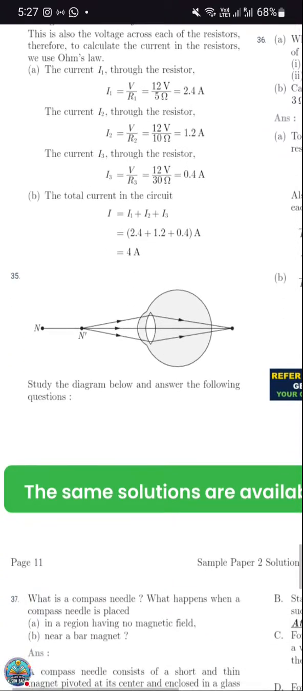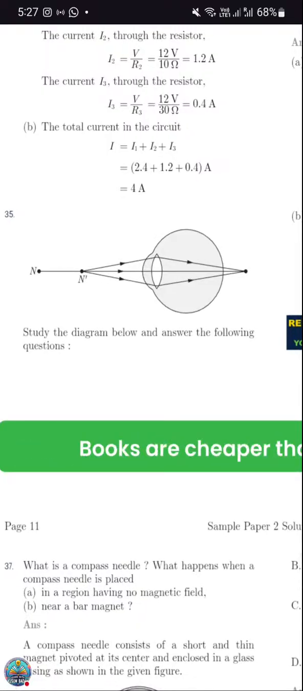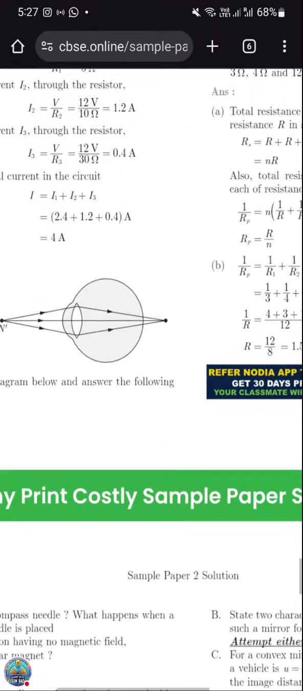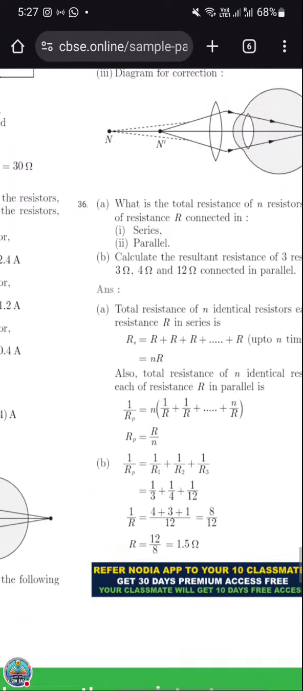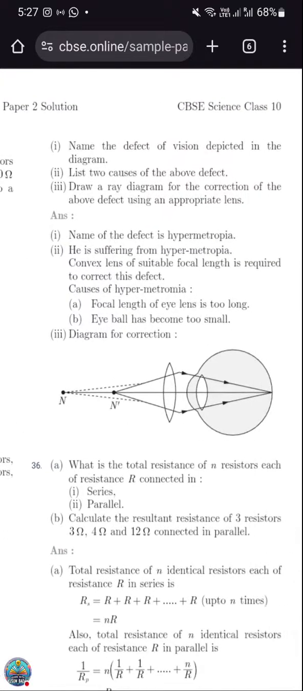ये वाला भी क्वेश्चन कल के पेपर में था. स्टडी द डायग्राम एंड आंसर द फॉलोइंग क्वेश्चंस. Image formed behind retina. So here, name the defect of the vision. So here defect of the vision is hypermetropia. So as image is formed behind retina, and list 2 causes for the above defect. So here the first one, focal length is too high and eyeball become too small. Draw the ray diagram for the correction.